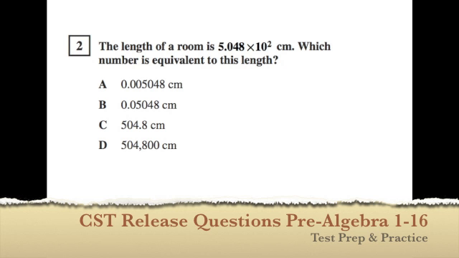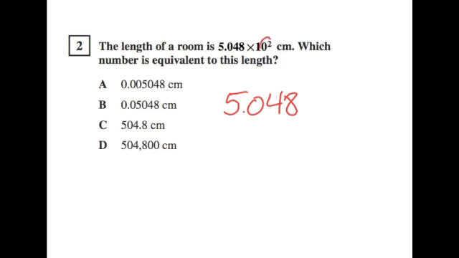Let's move on to problem number 2. The length of a room is 5.048 times 10 squared centimeters. Which number is equivalent to this length? Well, this again is a scientific notation problem. We're pretty much just doing the opposite. So we have 5.048. We're going to move it to the right this time instead of moving it back. And the power right here tells us that we're moving it twice. So it's going to move once, twice. So it gives us 504.8 centimeters. So for this one, the correct answer is C.